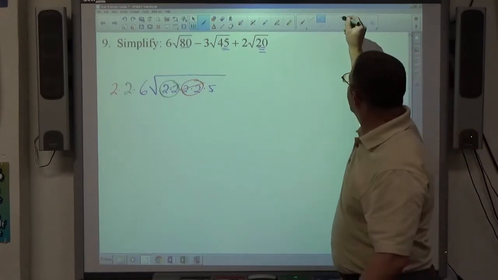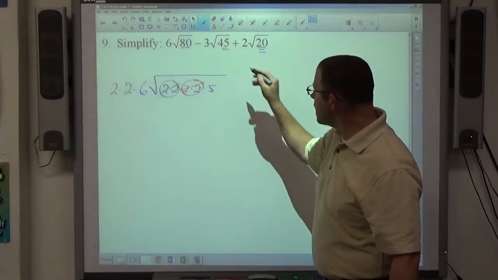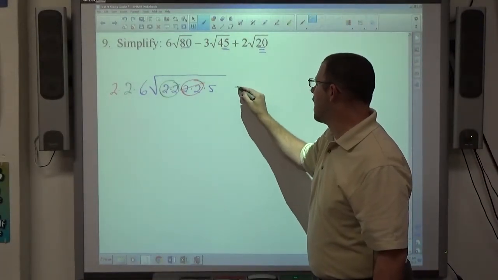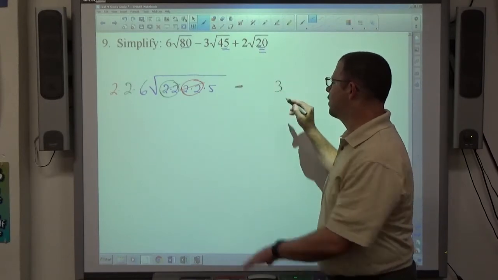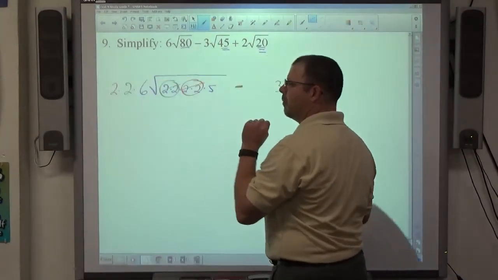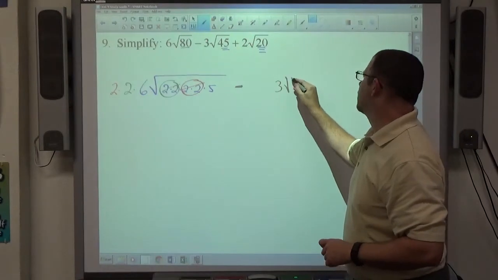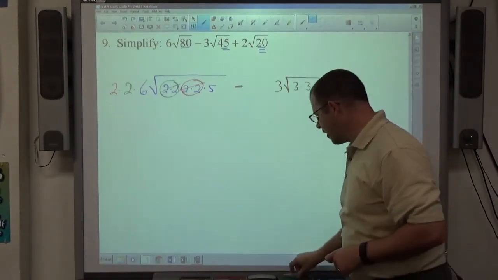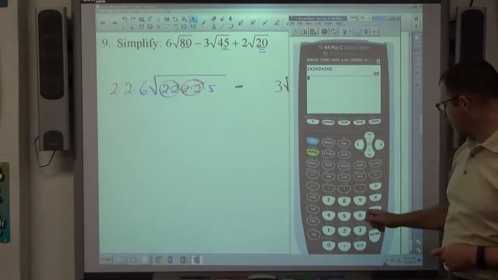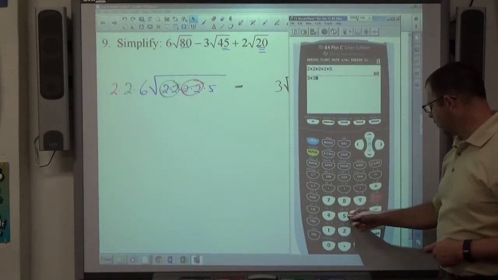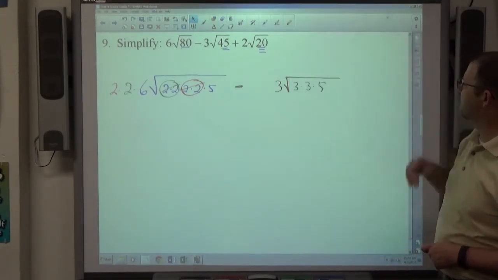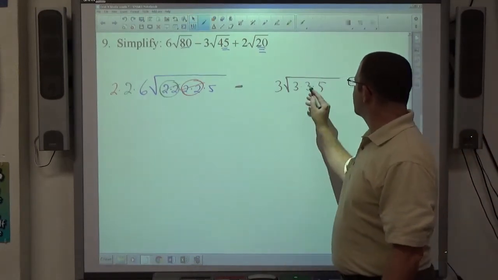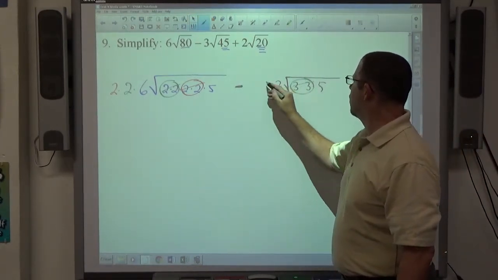The second term is minus 3, so I'm going to write minus. I'm going to leave myself some space because, again, I'm assuming that some stuff's going to be able to be pulled out. If we factor 45, we're going to get 3 times 3 times 5. And again, if I want to verify that, obviously 3 and 5 are both primes. 3 times 3 times 5 equals 45. That's the correct factored form. And we can see very clearly there's a pair of 3s, so I can pull a 3 out.